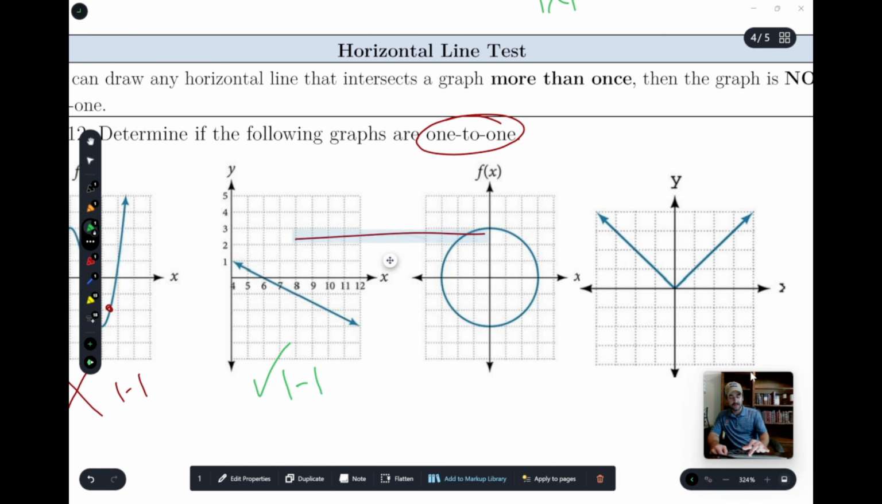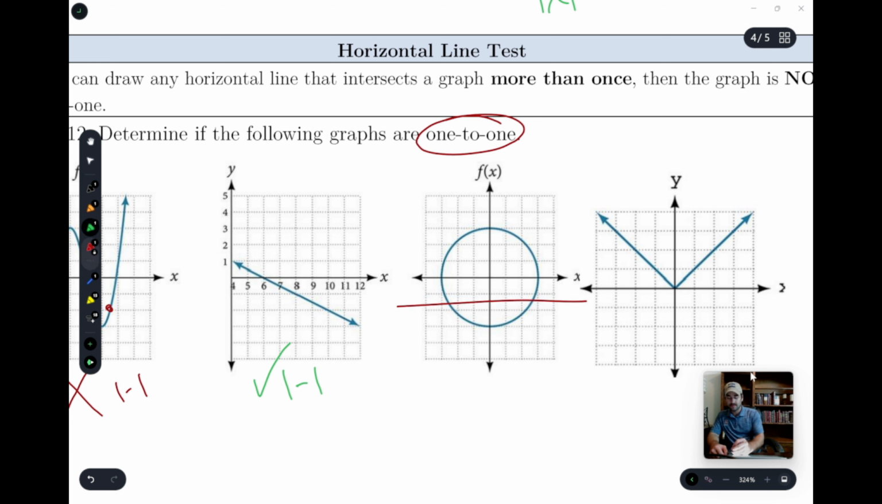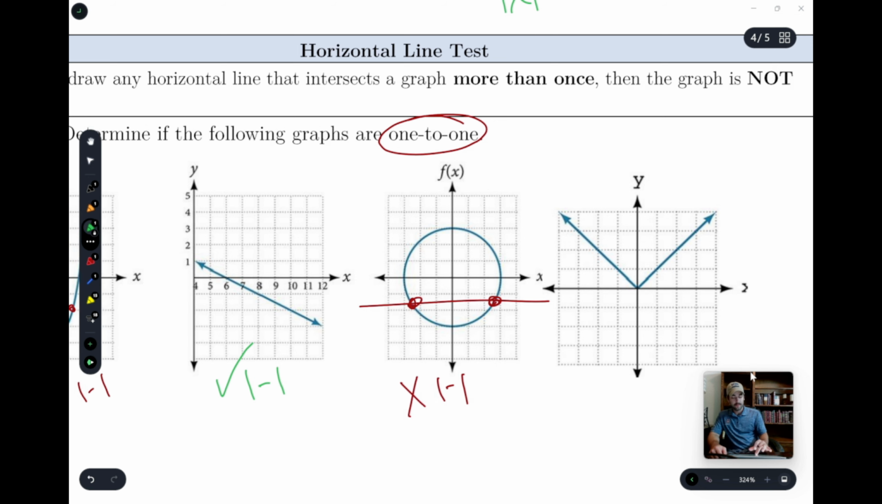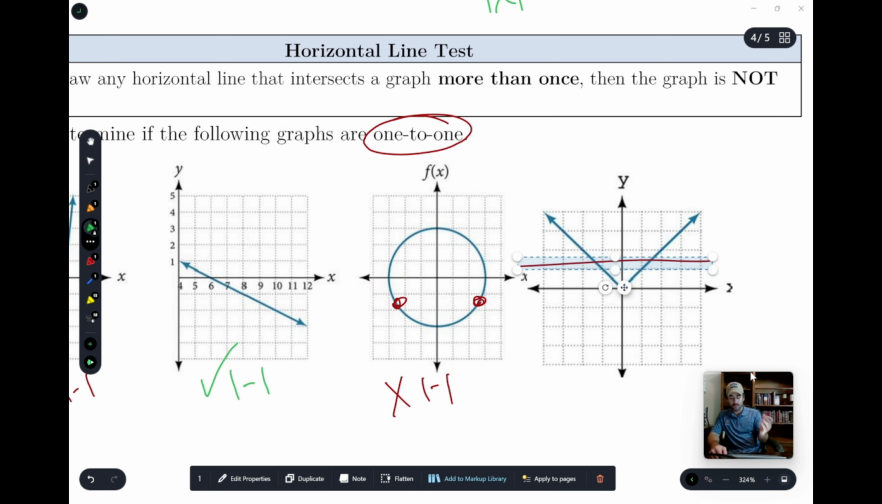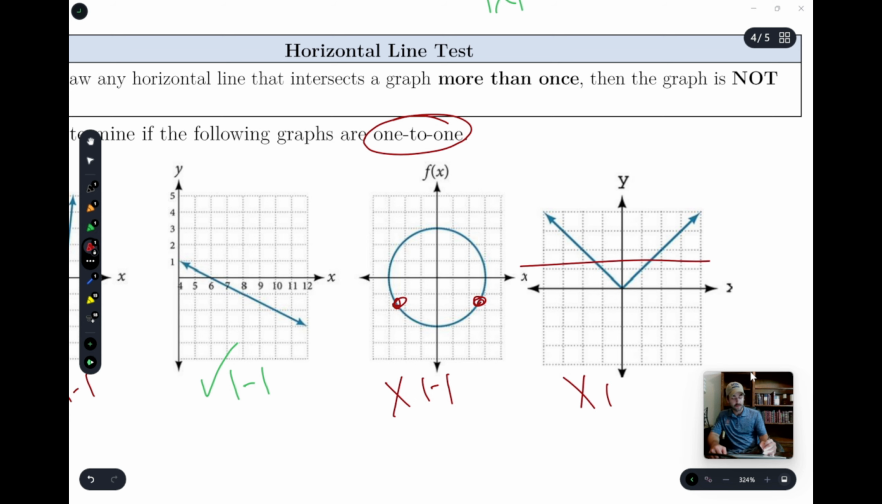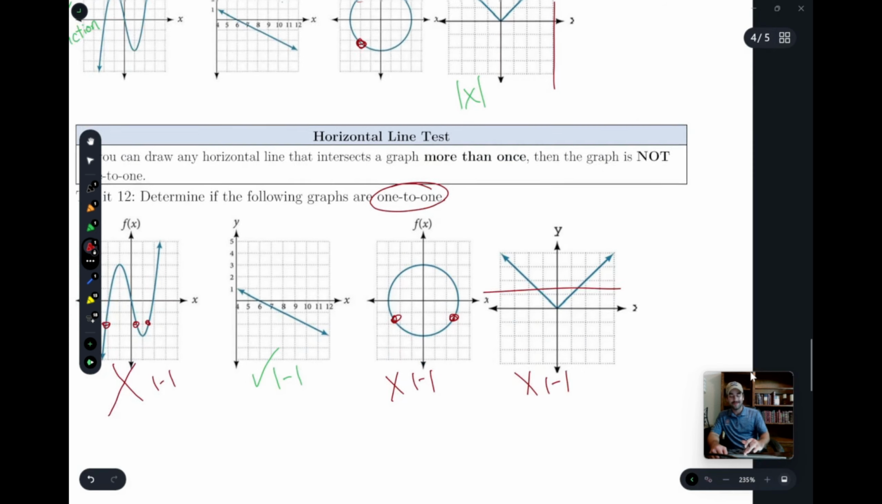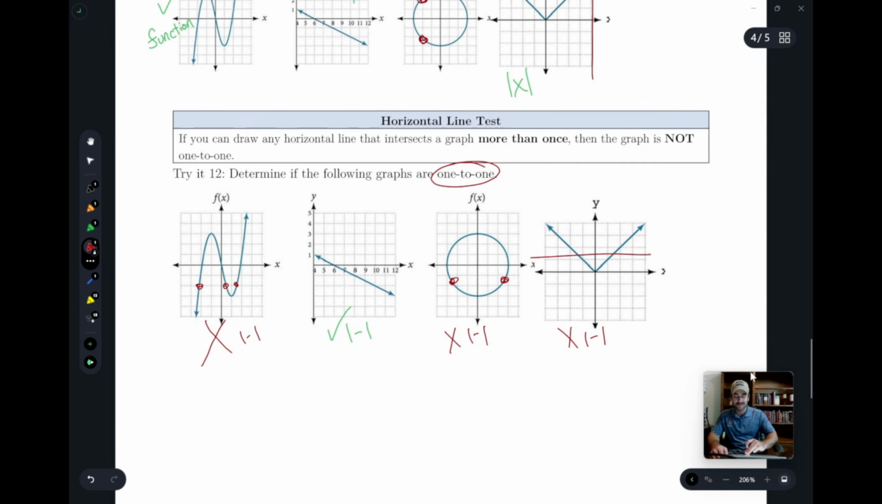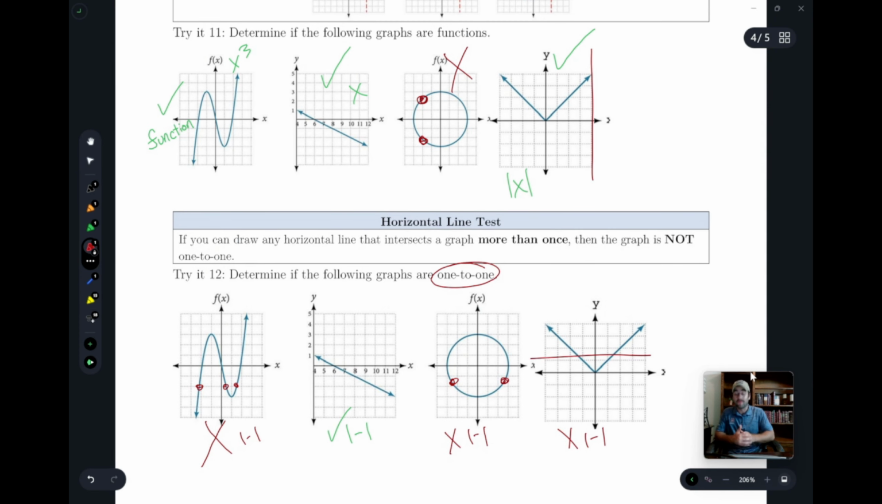Move it over, do it again. Boop, immediately fails. Fails in almost every spot except for 2. So this one is not one-to-one. And then we've got one more test where, boop, it fails. And so this is not one-to-one. So we only had a single one-to-one function in that try it. But we did have 3 functions, if those are the same functions in both of those.